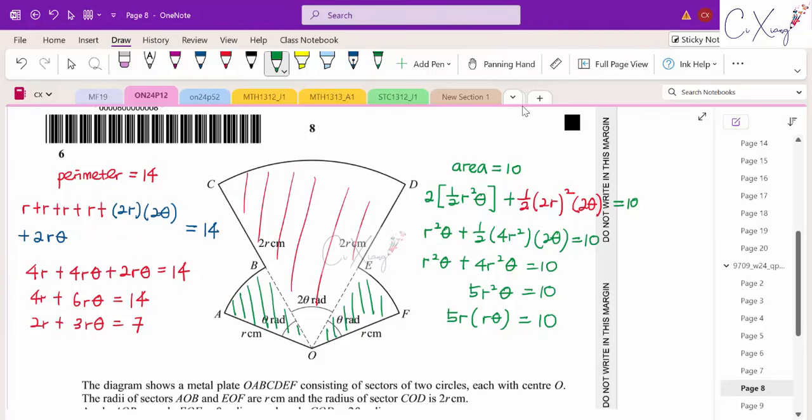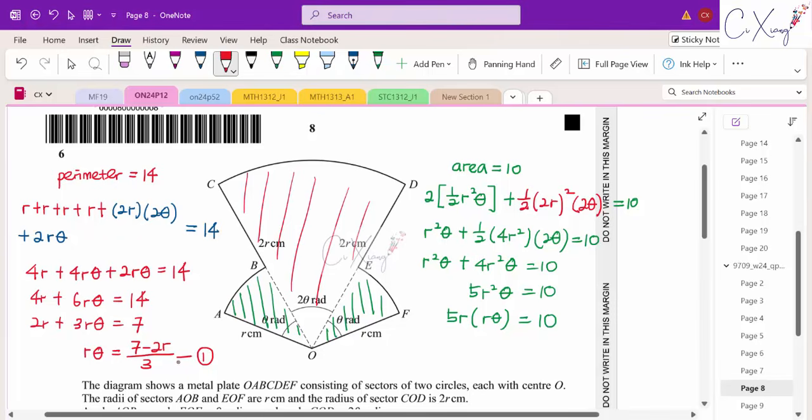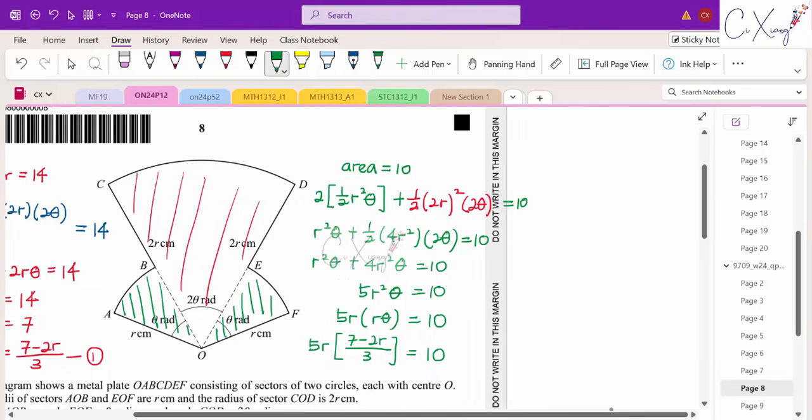Why do I want to express it in this way? Because I want to go back to my first equation just now. I want to rephrase it as r theta equals 7 minus 2r divided by 3. Now I want to substitute this equation into the r theta here. So substituting it, I have 5r times 7 minus 2r divided by 3 equals 10. Now you can see that I have already gotten rid of the theta, right?